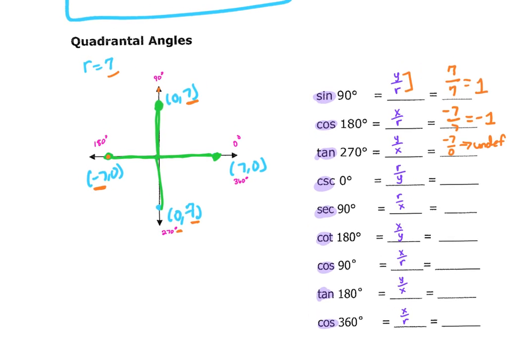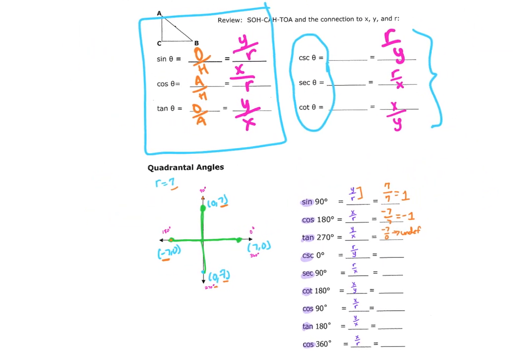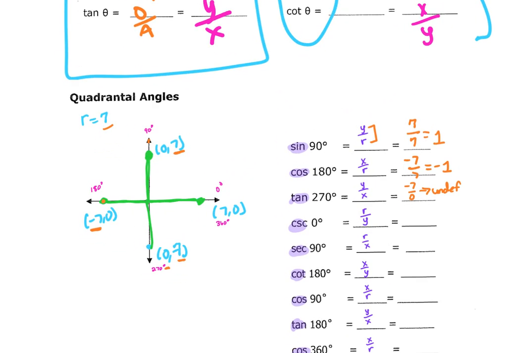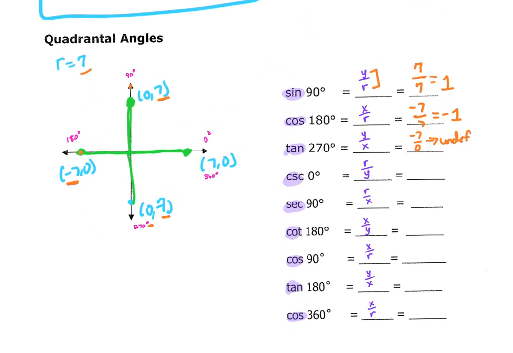For this one, we're doing the cosecant, which means we look at the sine. That's the reciprocal of sine. Sine is y over r. So for cosecant, we're going to do r over y, and we're going to look at 0 degrees. The r we know is 7, and our y value is 0. So once again, we get undefined.